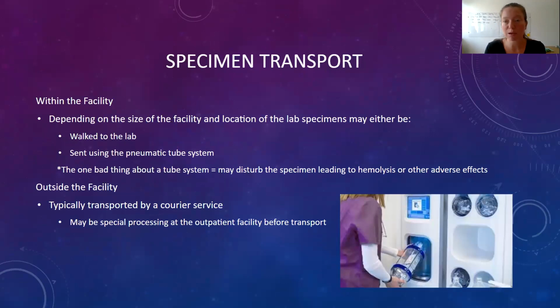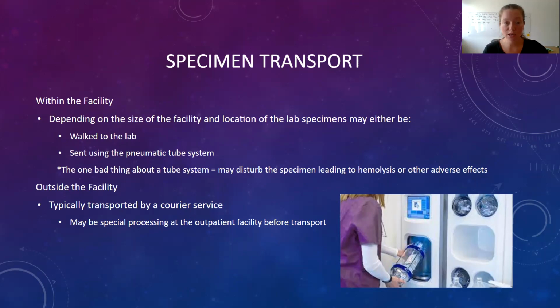So let's talk about specimen transport first. Now this might be within our facility, or we could be talking about outside of the facility, whether we're collecting from different clinics offsite and bringing them back to the main hospital, or talking about mailing a specimen to a reference lab elsewhere. So when we're talking about transport within the facility, depending on the size of the facility and the equipment they have, this might mean us just walking the specimen to the lab. But there may also be other methods of transporting our specimens. Like the picture here, we have the pneumatic tube system.